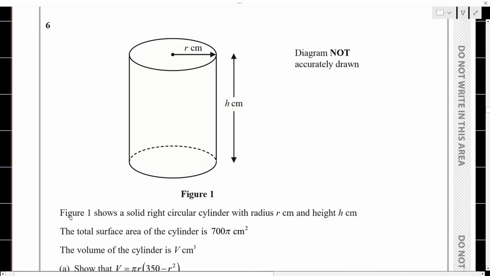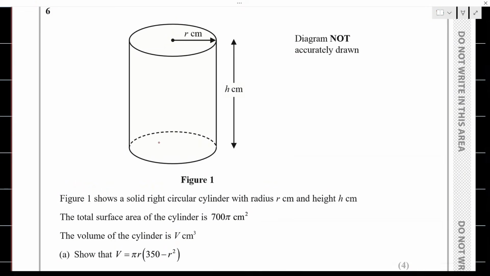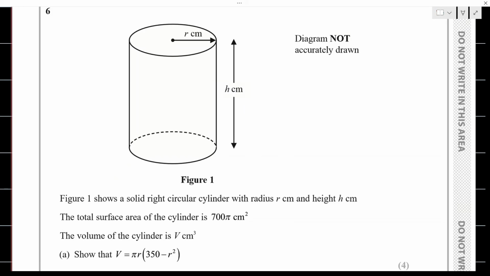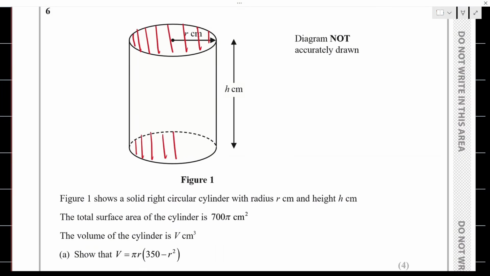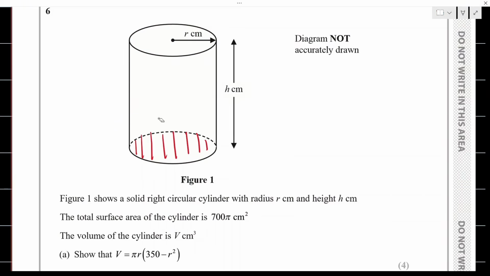If you read the question, we can see that in figure 1, a right circular cylinder with radius r and height h is shown. The total surface area of the cylinder is 700 pi centimeter square. So the total surface area of the whole cylinder is 700 pi. What is meant by the total surface area is the sum of all the individual areas of all the faces. So the area of the circle on the top, the area of the circle on the bottom, and the area of the curved surface of the cylinder, they all add together, and they will equal 700 pi.